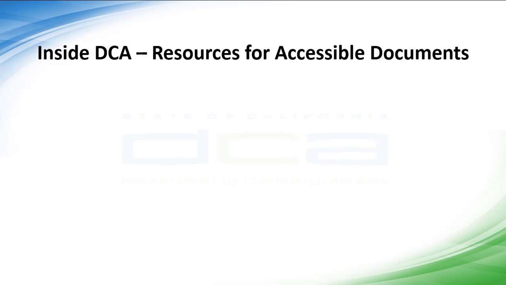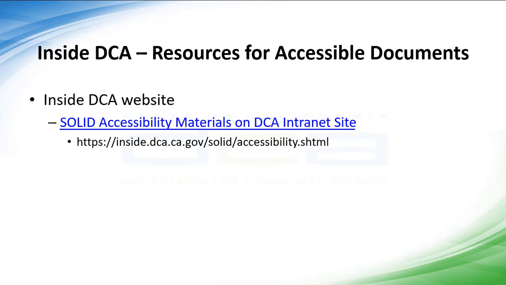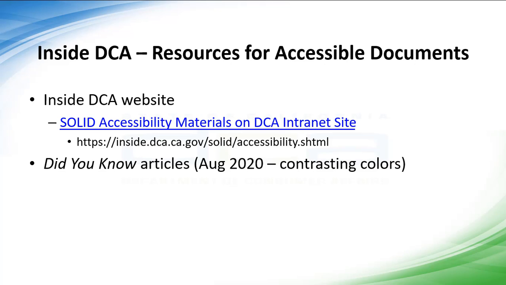In addition, there are a lot of different places you can go for extra help on resources for creating accessible documents. On the Inside DCA website, SOLID has put together an accessibility materials page for you, and that's at the link that is listed there. In addition, there are quite a few Did You Know articles that have been written regarding accessibility and the different steps to follow through. There are some that go back to August of 2020 with contrasting colors. There's the initial one that was at the end of last year as well. And you can get to all your Did You Know articles right off of the homepage of the Inside DCA website.